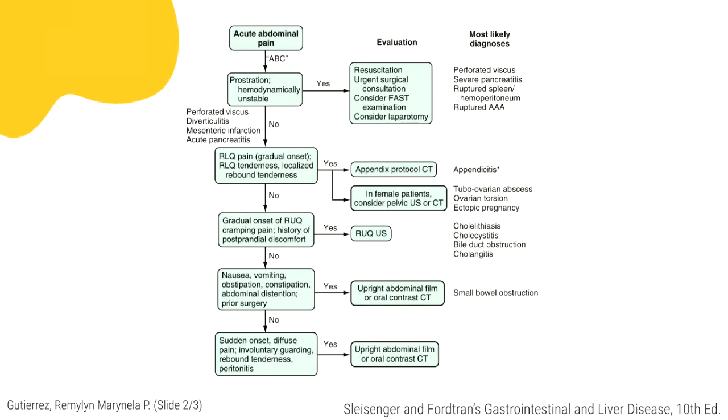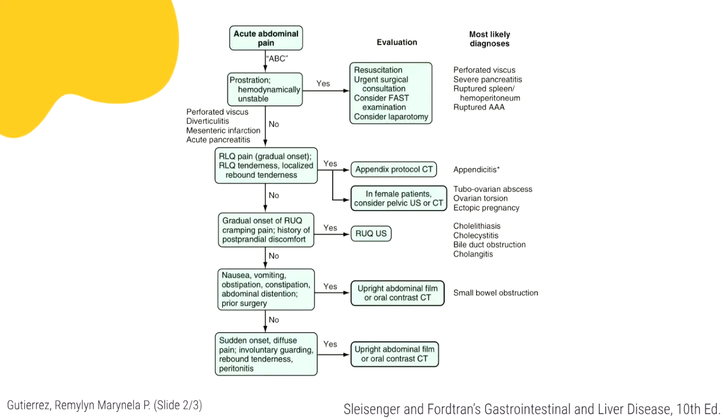We should also consider the focused abdominal sonogram for trauma examination and consider laparotomy due to the most likely diagnosis of perforated viscus, severe pancreatitis, ruptured spleen or hemoperitoneum, and ruptured abdominal aortic aneurysm. If not, we can consider perforated viscus, diverticulitis, mesenteric infarction, and acute pancreatitis.